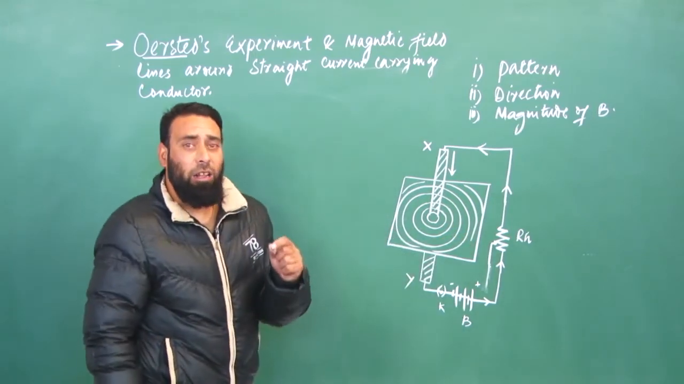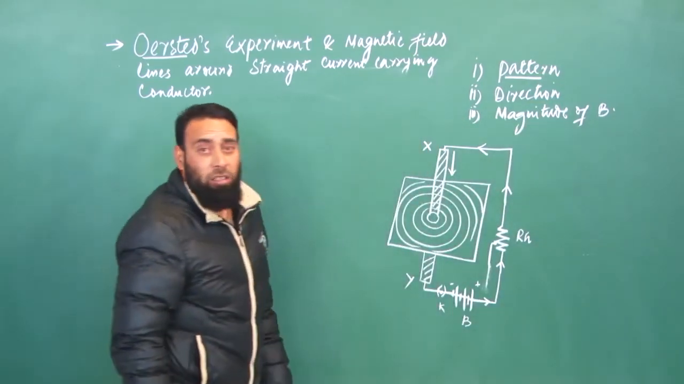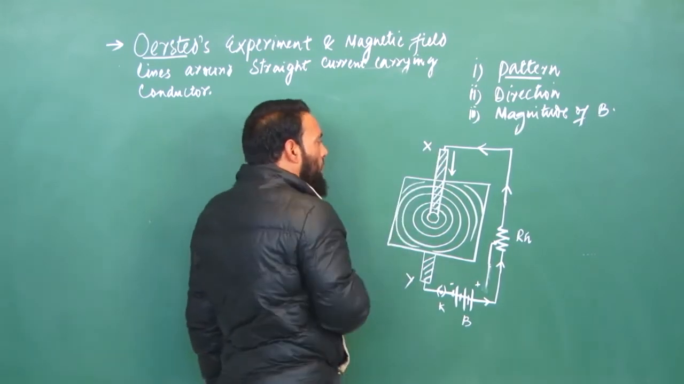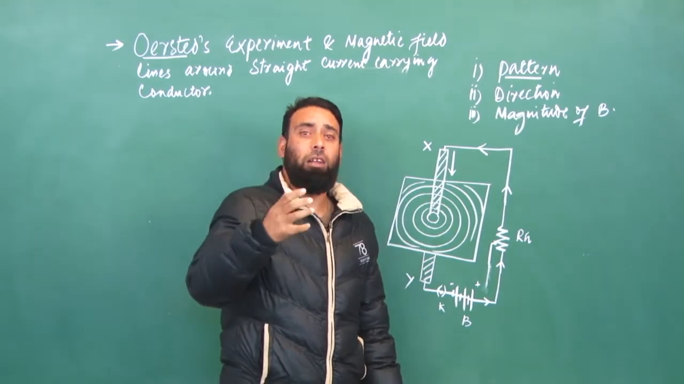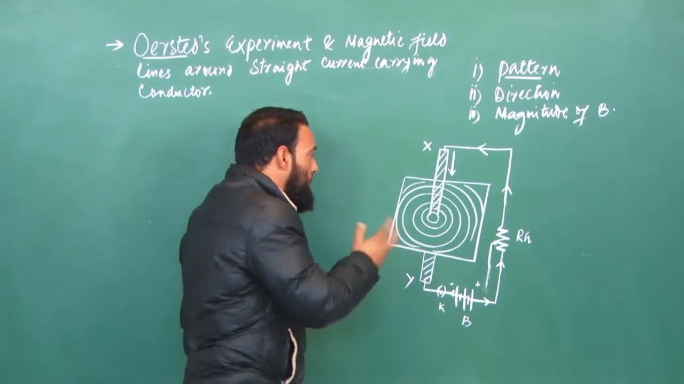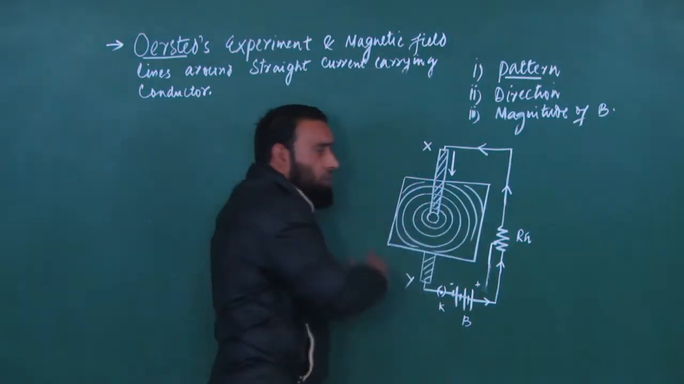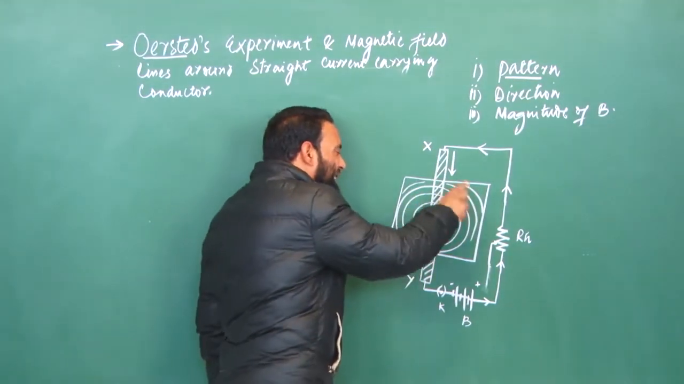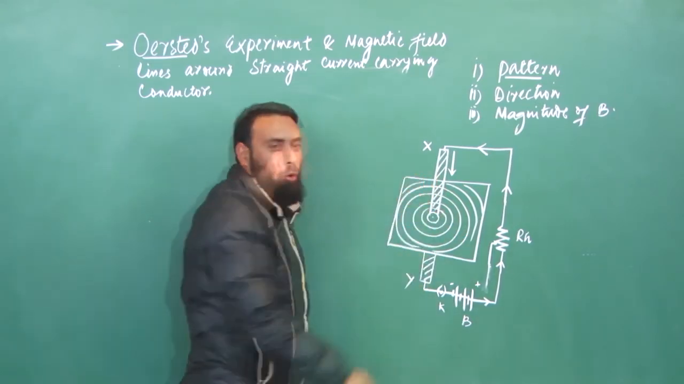So we find the first important thing, that is the pattern of magnetic lines of force around a straight current carrying conductor. When a current is flowing through a straight conductor, that conductor becomes a magnet, and that magnet magnetizes the iron filings, and those iron filings arrange themselves according to the magnetic field around it. And it has been observed that these magnetic lines of force are in concentric circles, and the center is the exact hole of the cardboard.